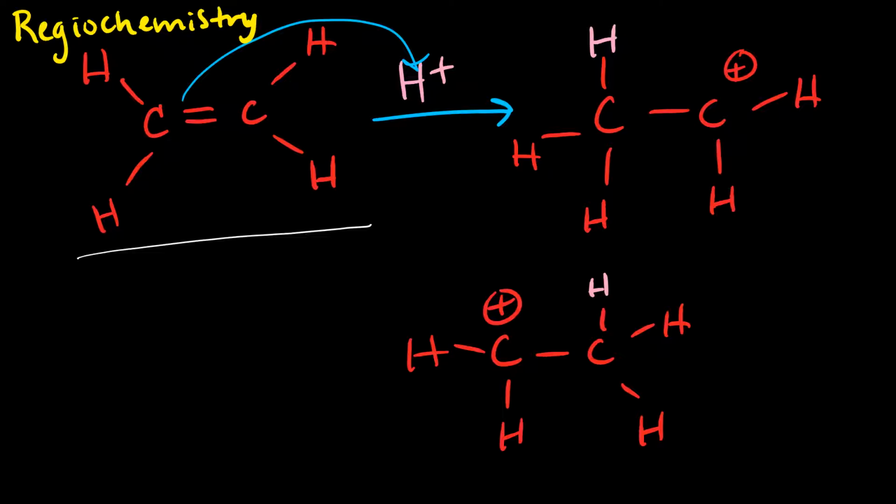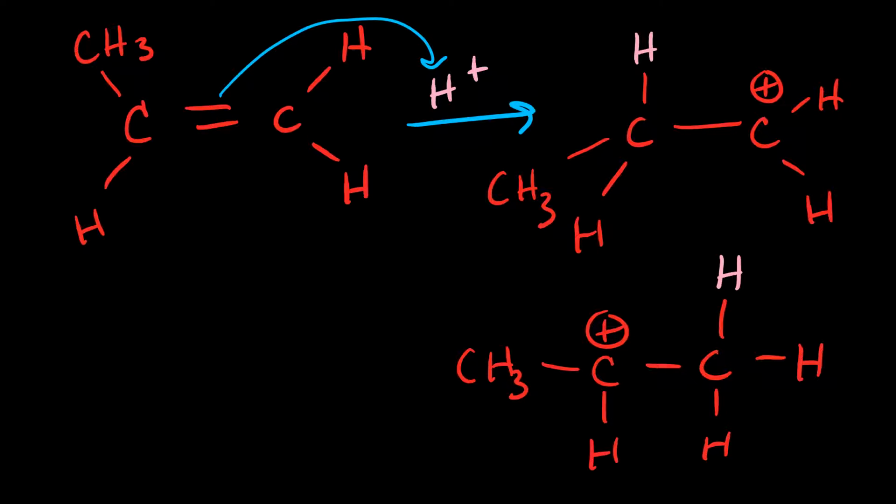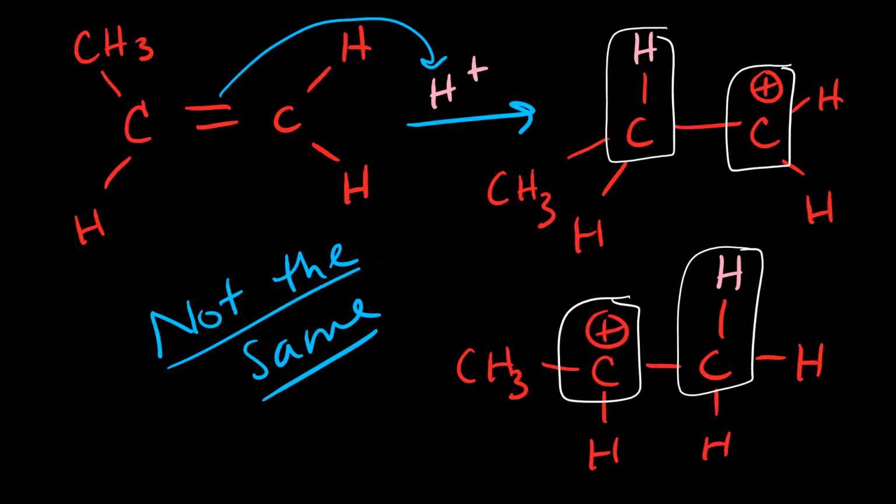And the first step is the protonation. And notice that the proton can either go to the left or the right carbon, and that would leave behind a carbocation either on the right or the left carbon. And in this particular case, it doesn't matter because these are identical. But now let's see what happens when you have a substituted alkene. And so we can either get the proton on the left or the right, and that's going to leave behind a carbocation here or here. And this time these are not the same.